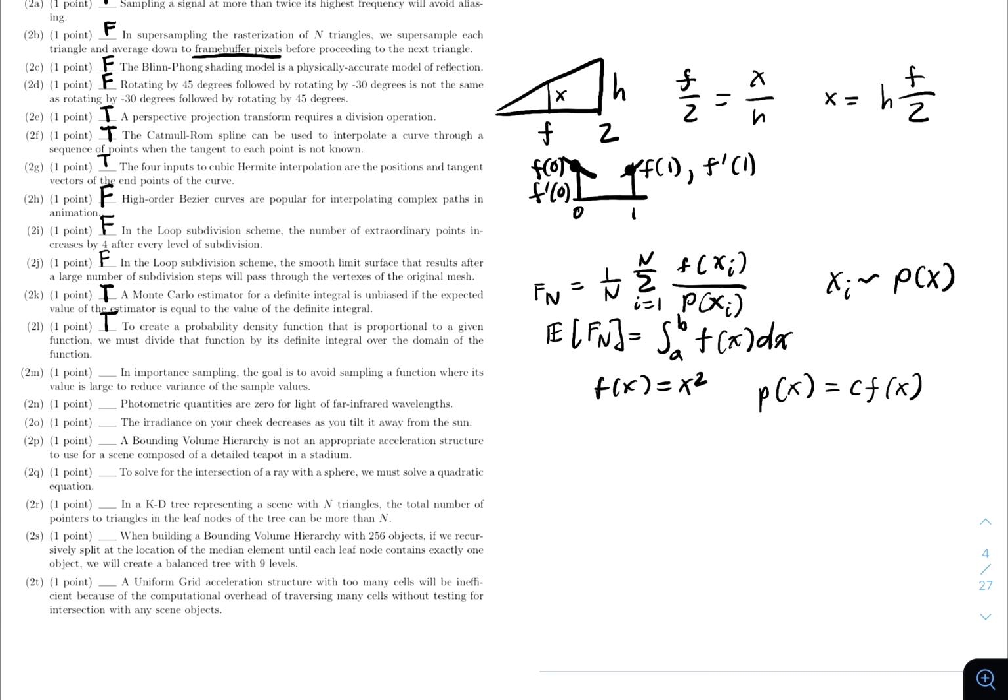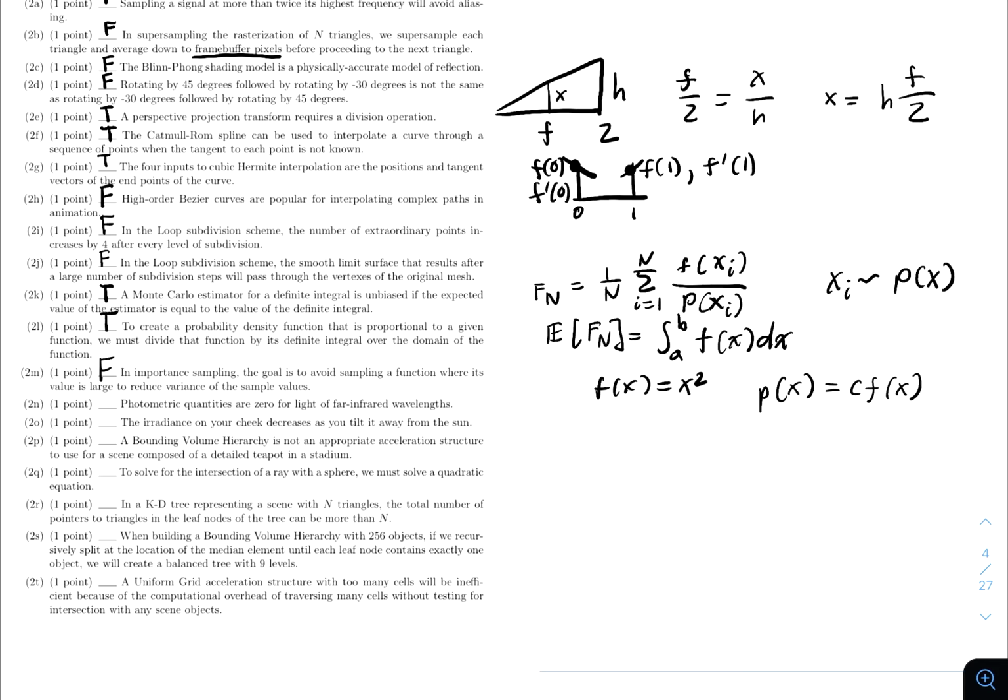Part M, in importance sampling, the goal is to avoid sampling a function where its value is large, to reduce variance of the sample values. The answer is false. In importance sampling, we are actually trying to sample a function where its value is large, not try to avoid sampling the function where the values are large.